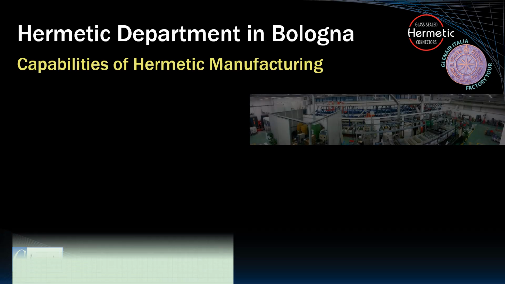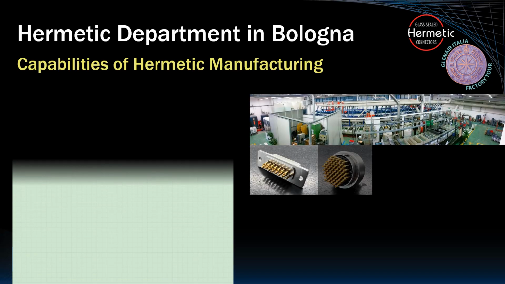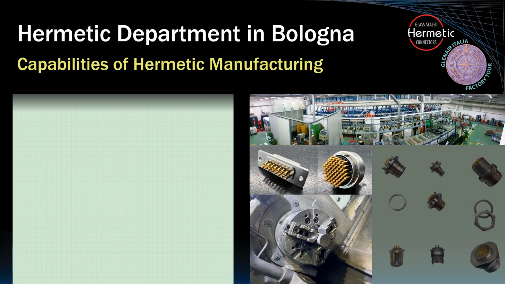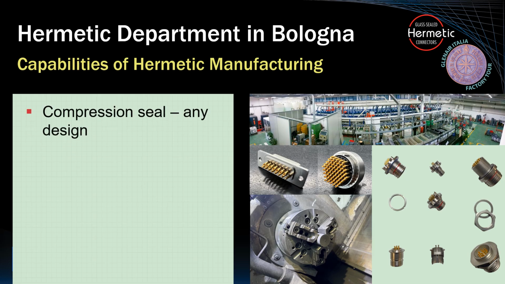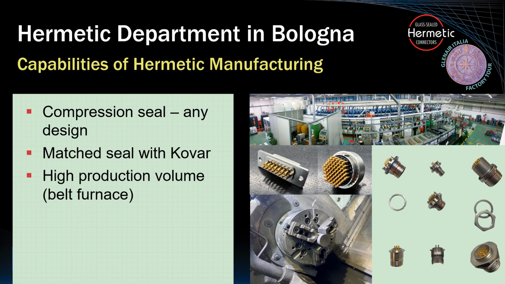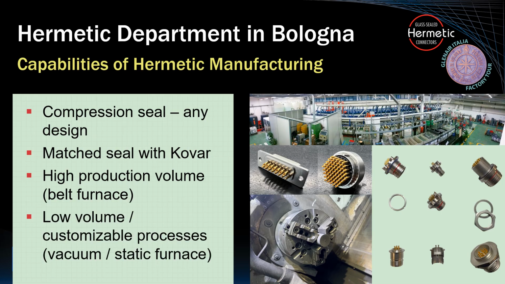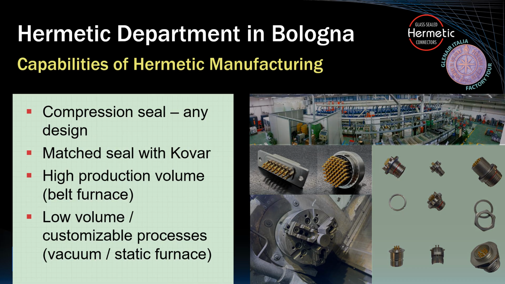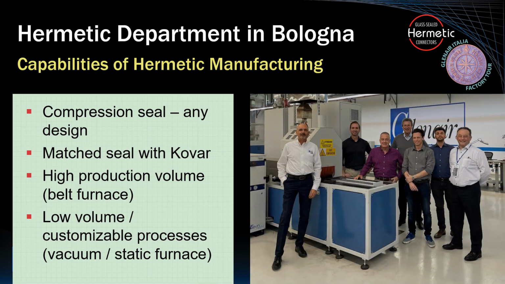As a result of these changes, hermetic connector production capabilities in Bologna now extend to processing any design for compressed sealing with stainless steel or Inconel material, match sealing for Kovar for rectangular connector form factors, and both high production belt furnace and vacuum static furnace production lines for lower volume custom work. The operation is fully staffed with a team of experienced personnel.